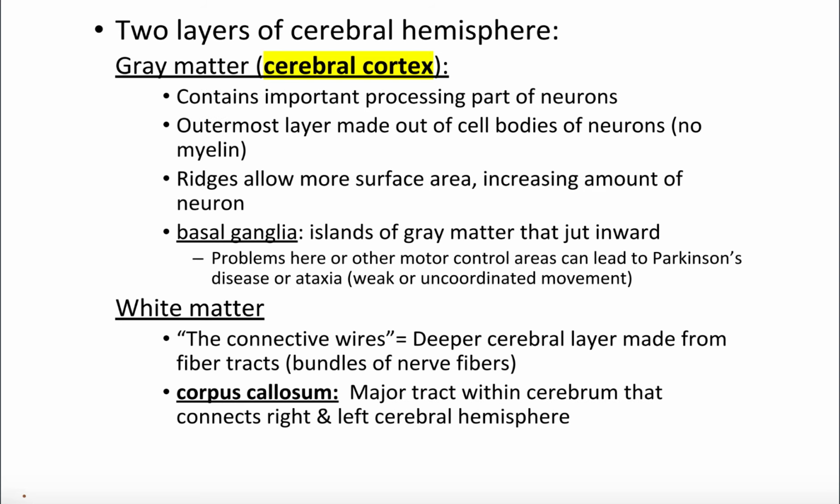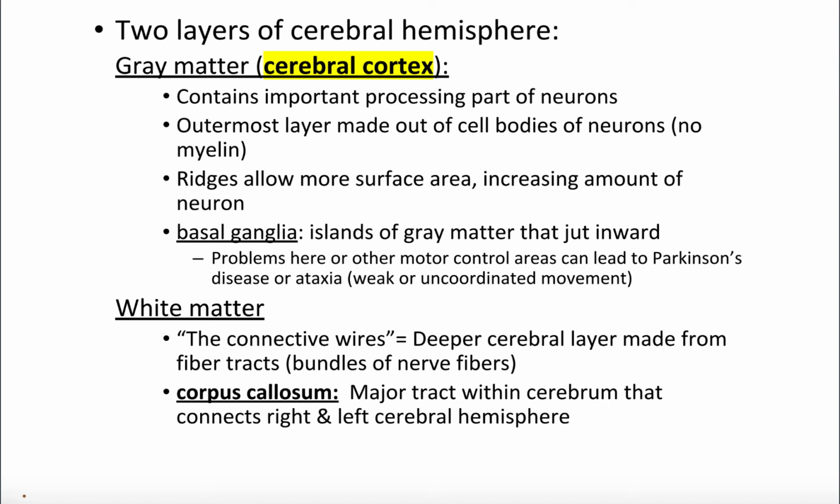Now, the gray matter in your cerebrum is called the cerebral cortex. There's gray matter outside your cerebrum. They're called something else. But within your cerebrum, if it's gray matter, it's your cerebral cortex. It's the core of your cerebrum. It does all the processing, the storage and decisions of your information. So it contains the important processing part of your neurons, their cell bodies. So the outermost layer of your brain has most of the cell bodies of your neurons.